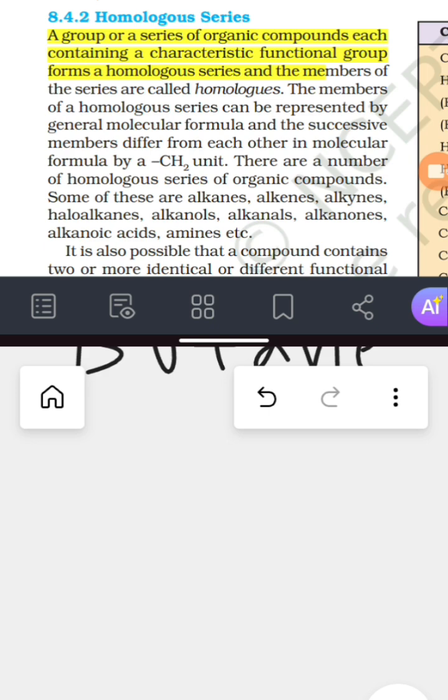In alcohols also it is the same. For methanol, if we add CH2 group, it becomes ethanol. For ethanol, if we add CH2 group, it becomes propanol. So the next higher member will be formed.